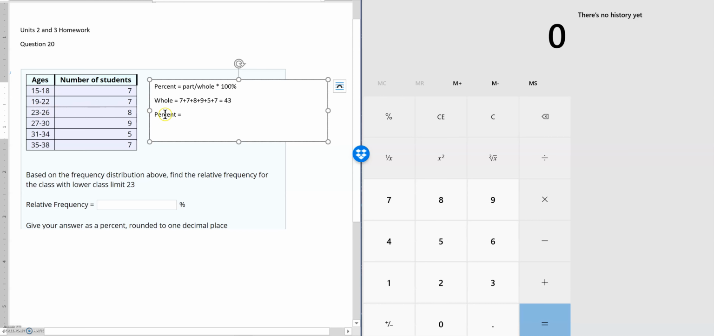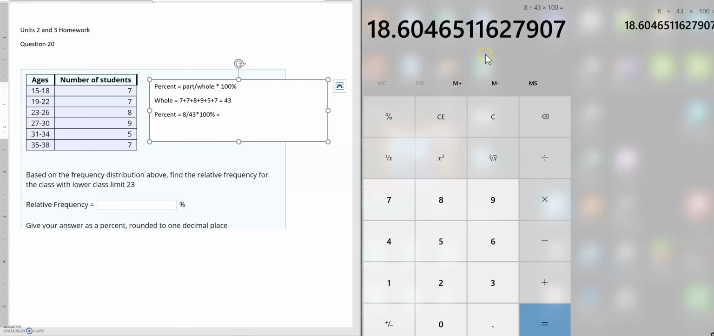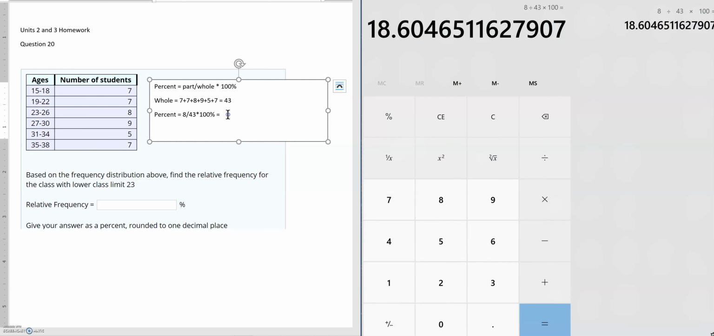in this bin. So what I do is I come over here and I do 8 divided by the 43 that I found from the total, and then I multiply by 100 to make it a percent. Alright, so let's do that over here on the calculator. 8 divided by 43 times 100 equals. Alright, that's a pretty messy decimal. So let's write that in here. So we get 18.605, because the 6 behind this 4 would round that up to a 5.